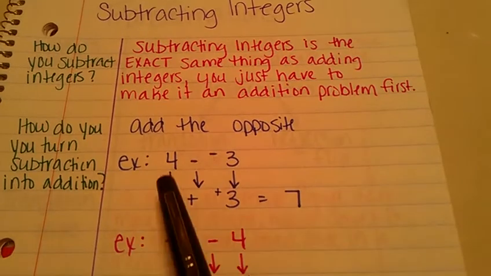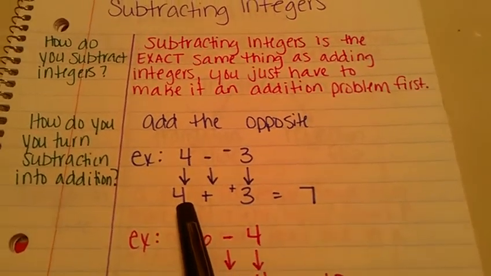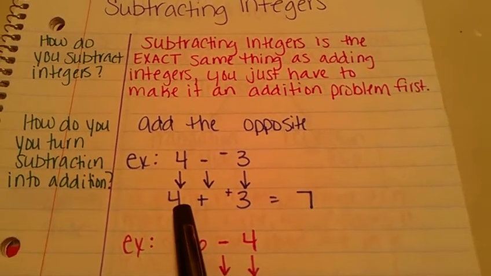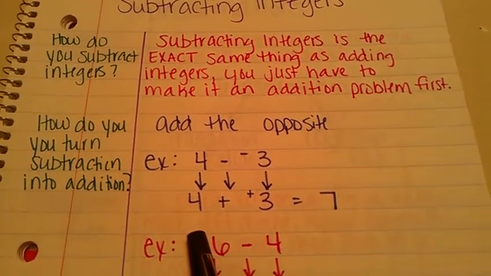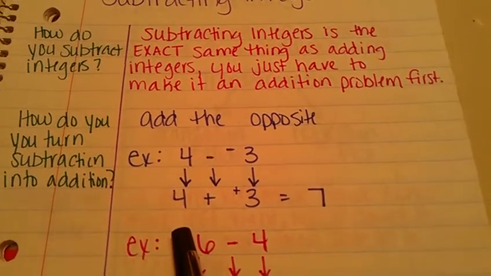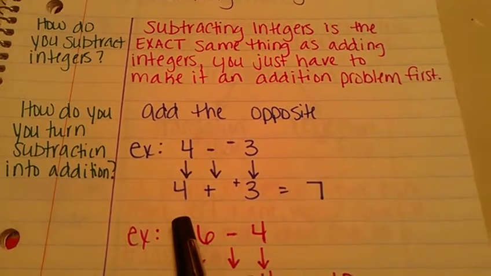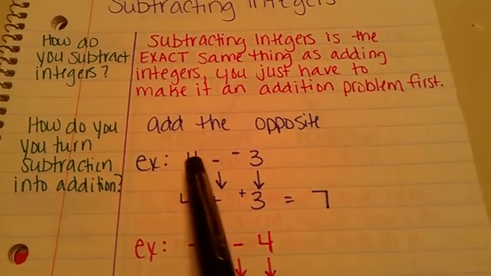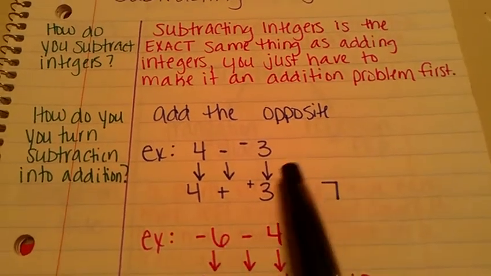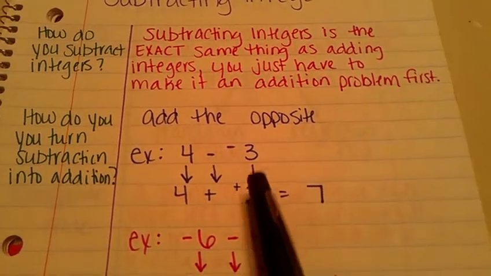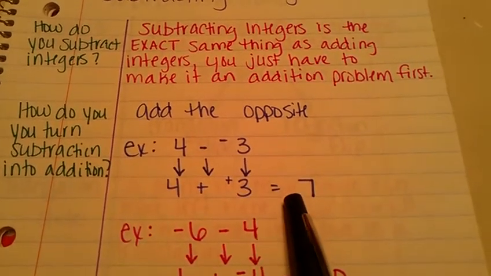Add the opposite. Did I ever say do anything to this first number? No, we always leave our first number alone. This is our starting place. Those of you who run track, your starting place is always the same place around that track. We never change our starting place. Okay, so we're starting with 4, change our subtraction to addition, and then change our negative to a positive. Now we have 4 plus 3, which we all know is 7.